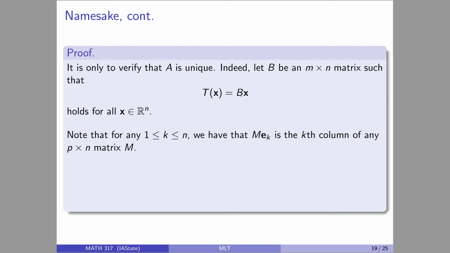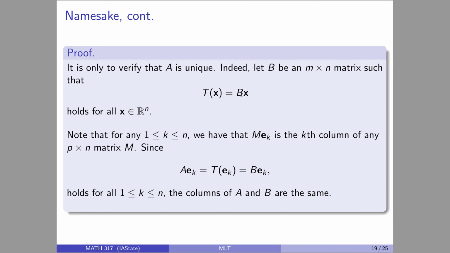Well, oh boy, what do I know about A times a vector? I know that that's what T of that vector is equal to, which I know is what B times that vector is equal to. So this equation tells me that A and B have the same columns. So they're the same matrix. And that's it. Nice. So there we go. We have now proven that every linear transformation from Rn to Rm is an m by n matrix in disguise.